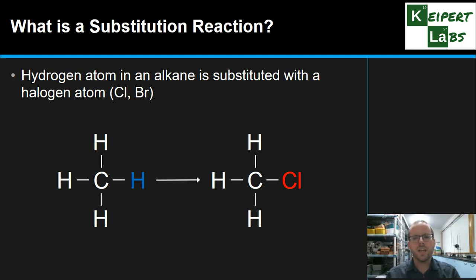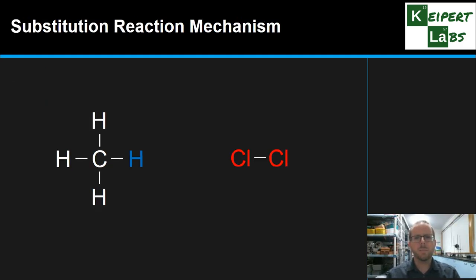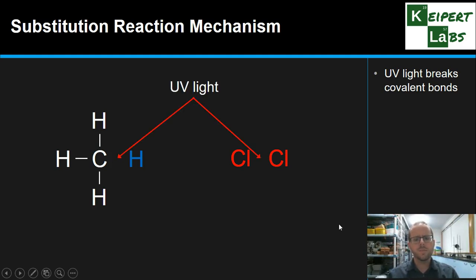So how does it actually happen? Well, let's break it down step by step. Okay, so I've done a little bit of color coding to try and help us visualize how this works. We've got methane on the left, and we've got a molecule of chlorine gas on the right. So firstly, this reaction involves UV light. And what the UV light does is that it breaks the covalent bonds here and here, just like this.